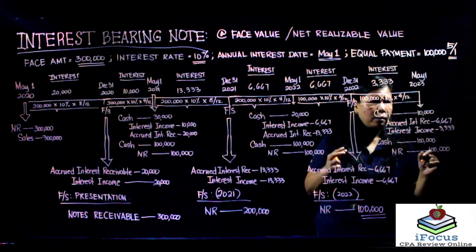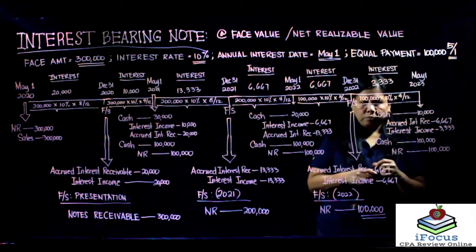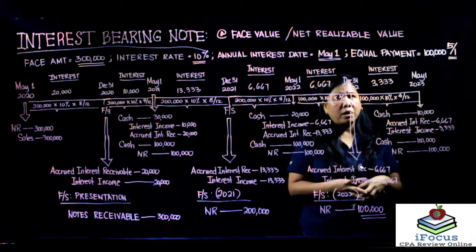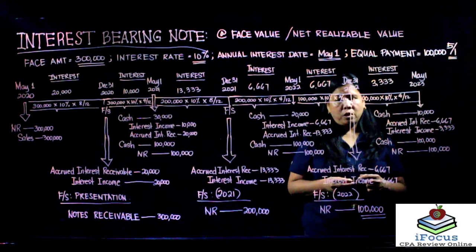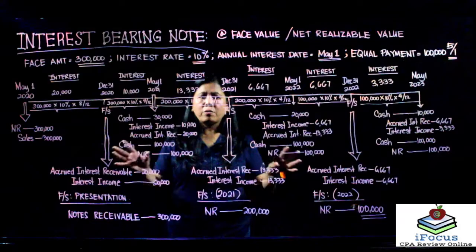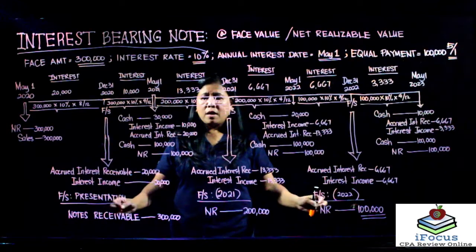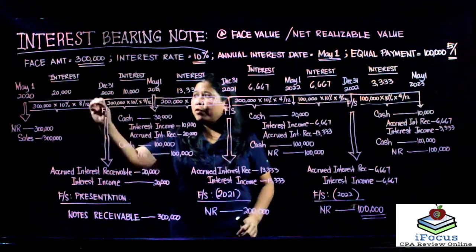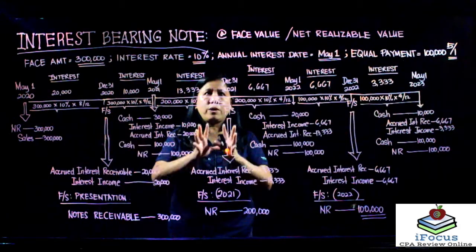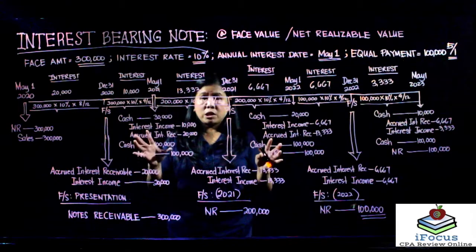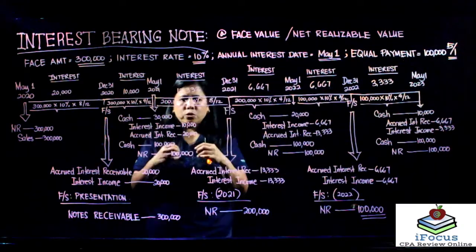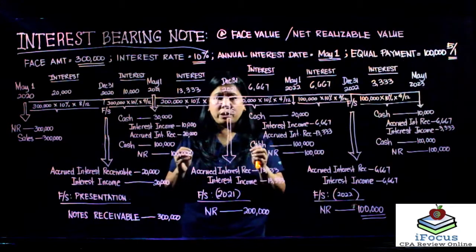All right, so that is the end of your notes receivable. By this time, when we receive the last equal payment of the maker, which is 100,000, that zeroes out the notes receivable. The problem will not require you to do all of this. I am doing this just for you to analyze from the start, the transaction date, up to the maturity date, what's going on with the accounting of this interest-bearing note. Analyze this problem. It's going to be easier for you to solve any problems on interest-bearing notes.